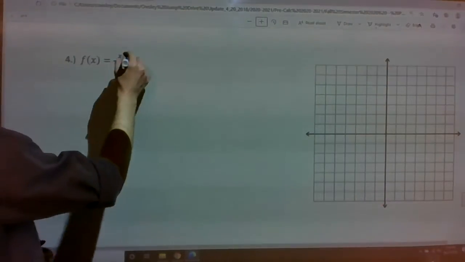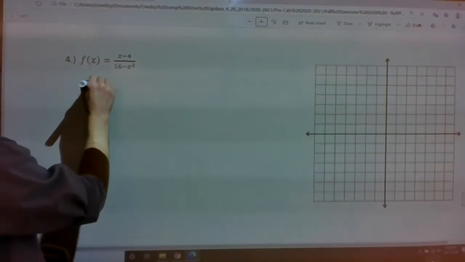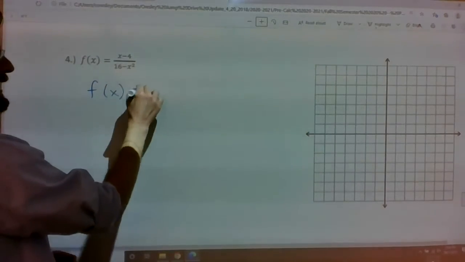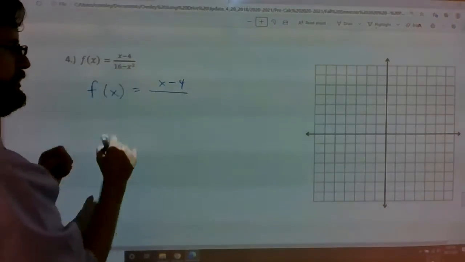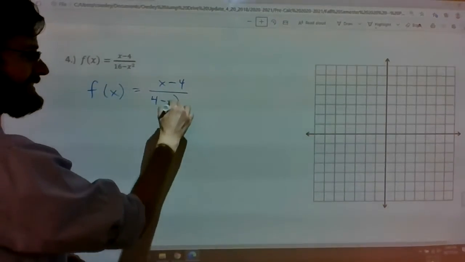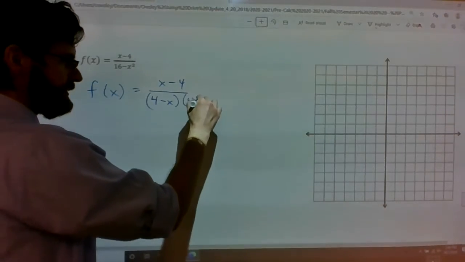All right, so right away you should be thinking, hey, the bottom looks like it's factorable using that same kind of factoring I just saw 2 times prior. Difference of perfect squares, one's going to be 4 minus x, the other's going to be 4 plus x.